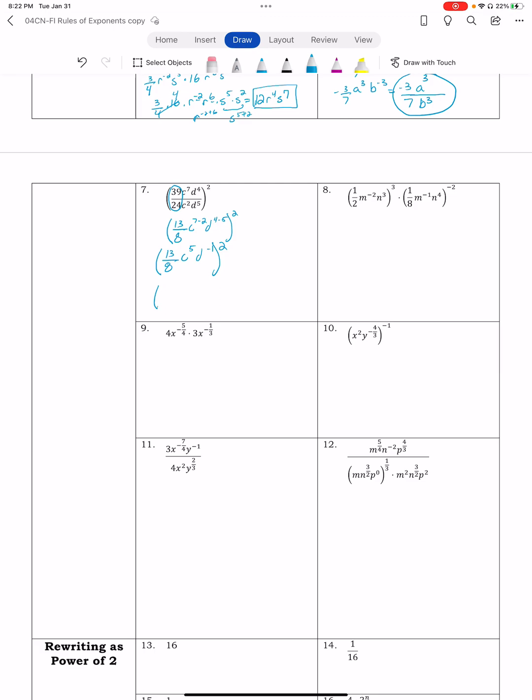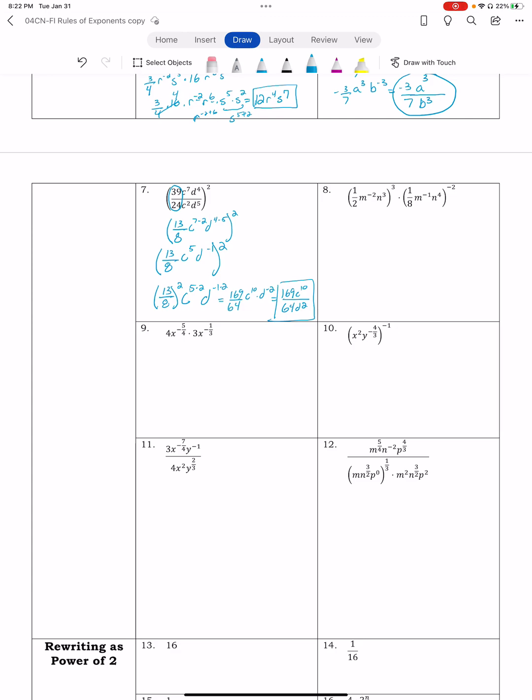All right, and then I distribute my exponent to each part. 13 over 8 squared, c to the 5 times 2, d to the negative 1 times 2. That's 169 over 64, c to the 10th times d to the negative 2nd. My final answer is 169 stays in the numerator, c to the 10th stays in the numerator, 64 is in the denominator, and d squared is also in the denominator. So there's my answer to that one.